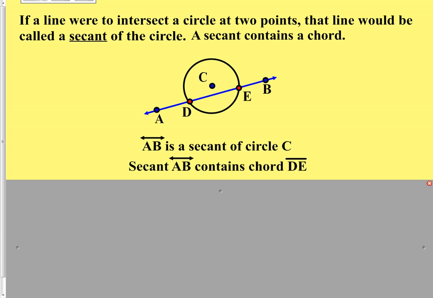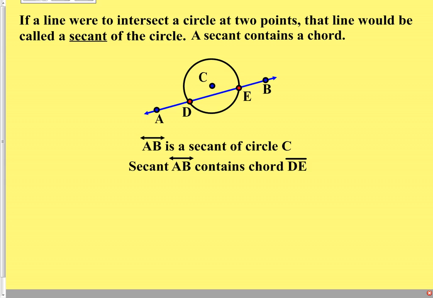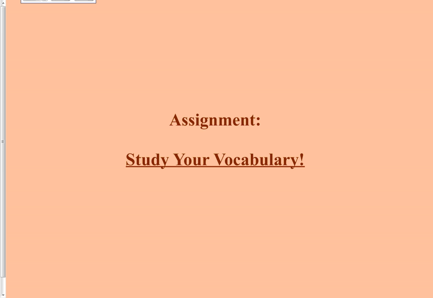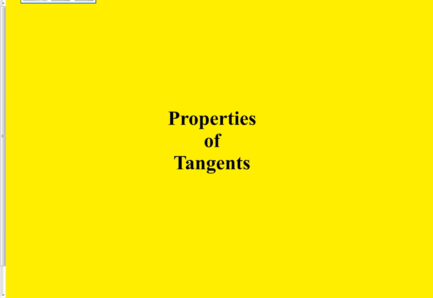Now, a little property of a secant is, of course, you can look inside that circle, and you can see that a secant does contain a chord. So a little bit of information there. And the rest of that was vocabulary. After that, we started to take a closer look at some of the properties of these different structures.